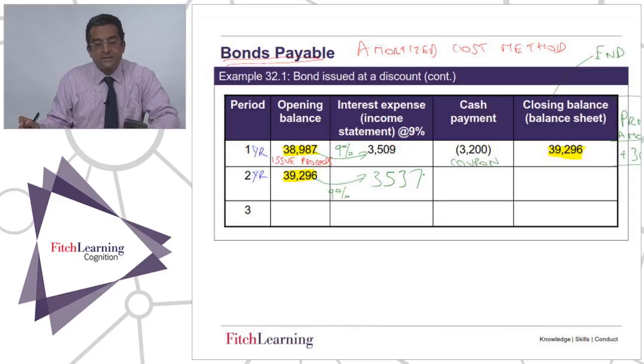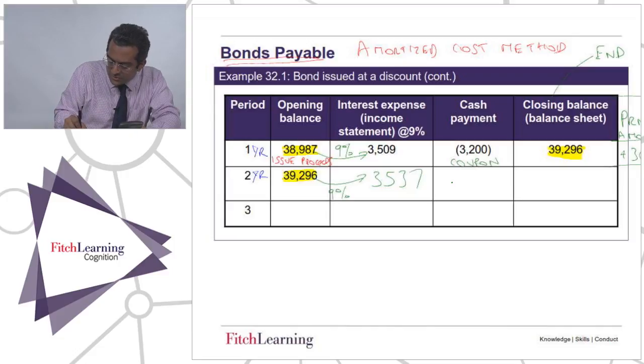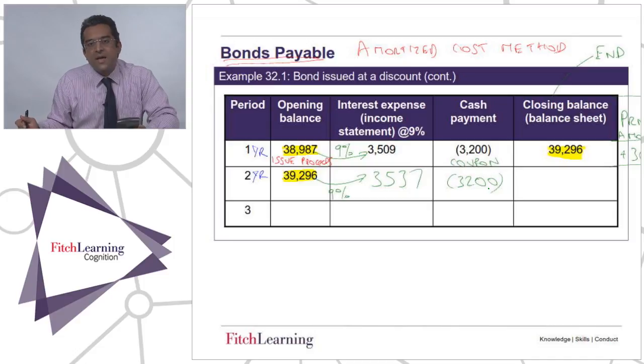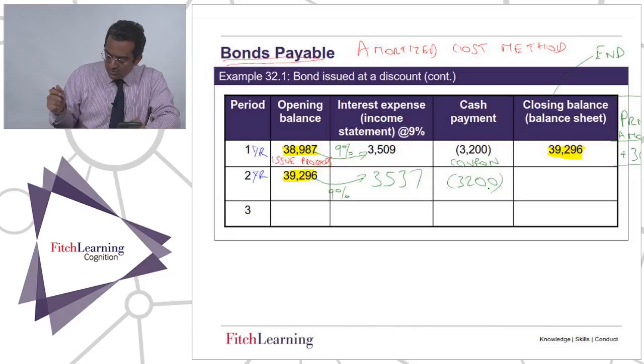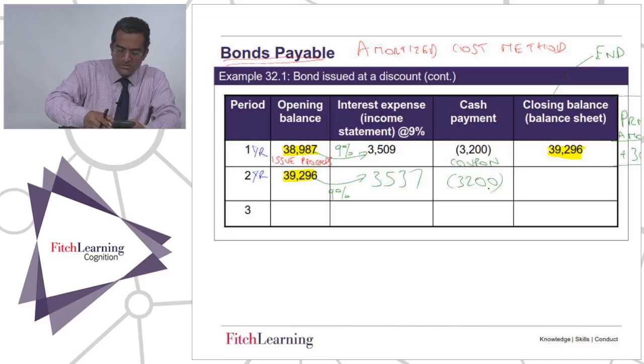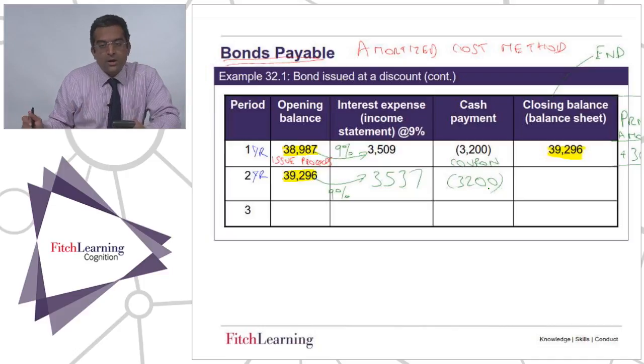3537. How about that? 3537, rounded answer. That accrues on the debt, and then you will subtract the cash payment, which we don't even have to do a calculation for. It's the same as the coupon in the first year. It's a fixed amount. It's 3,200 again. So what's happened then? If we take the opening balance, we add 3537, we subtract 3200. What is your closing balance then? The end of year 2.